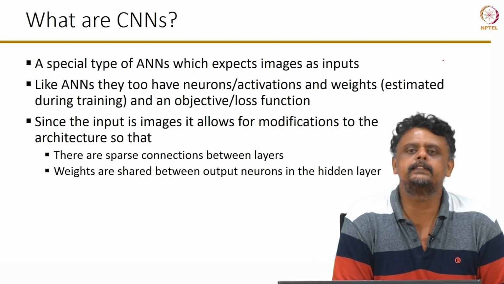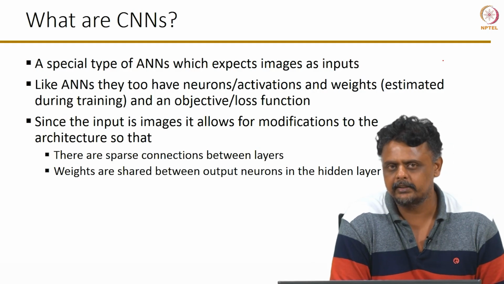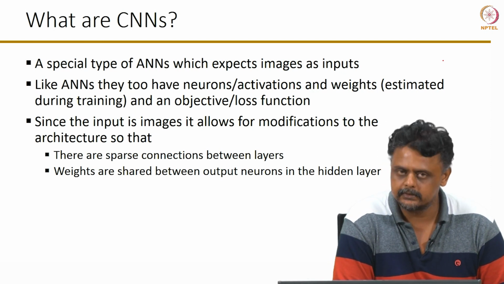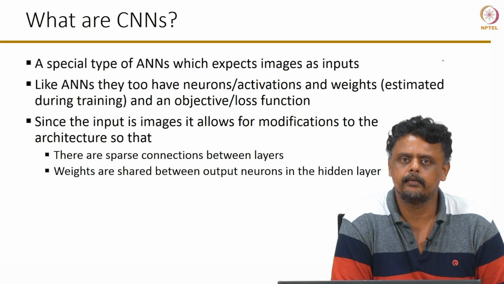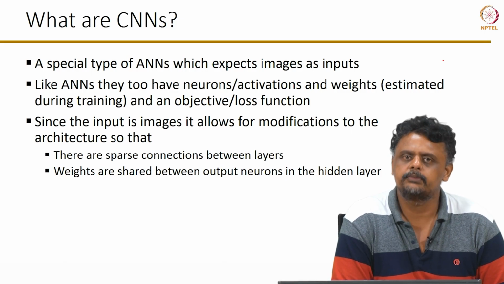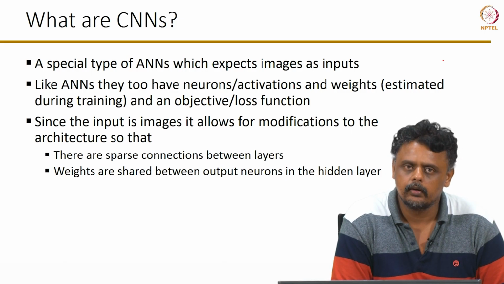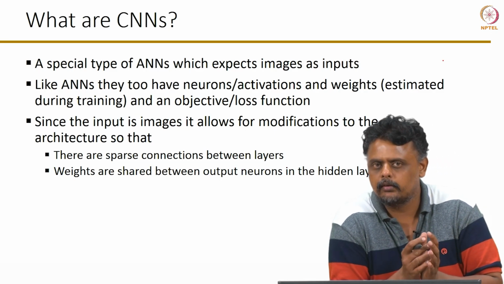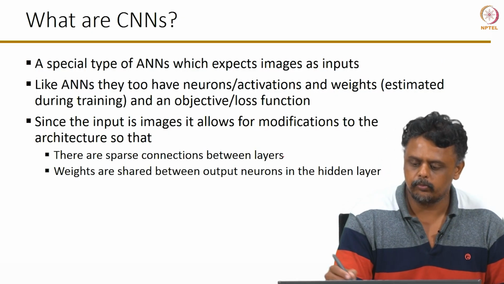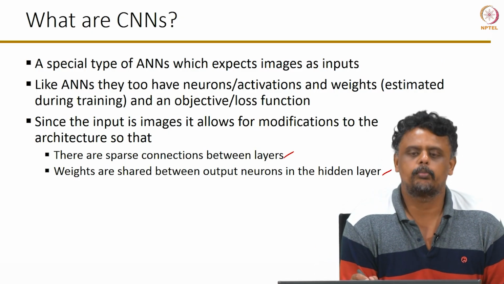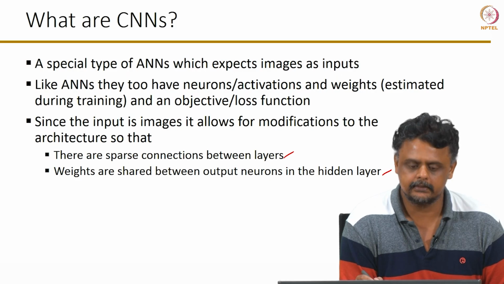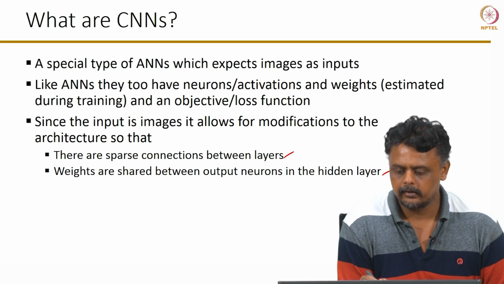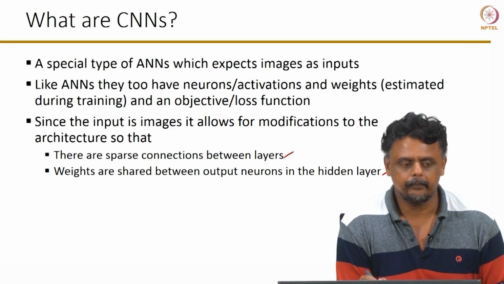Because the input to these networks is images, it allows for two things. One is sparse connections, we will see what those are later as we progress, as well as parameter sharing. Because images are used as input, these two concepts are possible. Basically, it is possible to have sparse connections as well as sharing of weights between the output neurons in a layer.